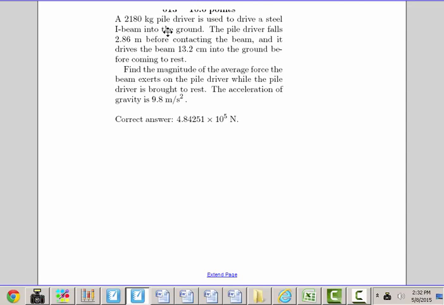Drivers used to drive a steel beam from the ground. Power driver falls.